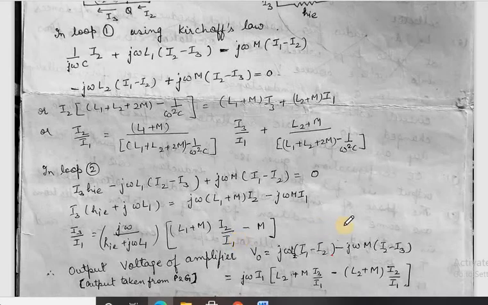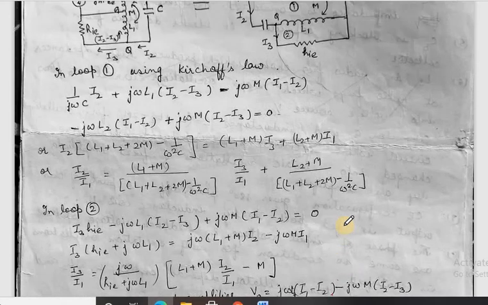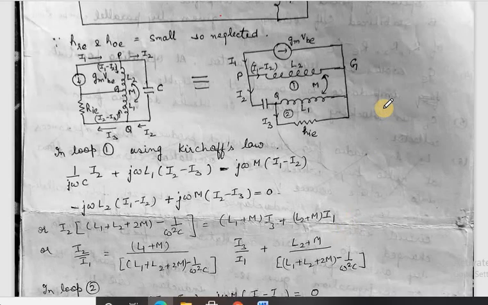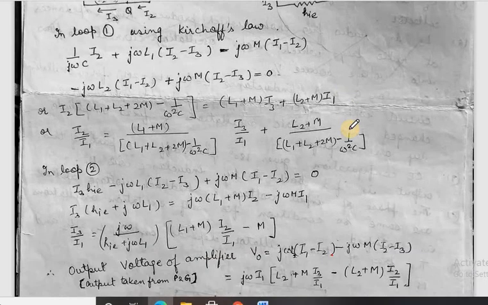Now, first of all think about what you want to do. We have to satisfy the Barkhausen criterion first of all. So what is the Barkhausen criterion? It is A beta equal to 1. For that we require two things. One, gain A, and second, the feedback factor beta or B. So first of all we'll find the gain.